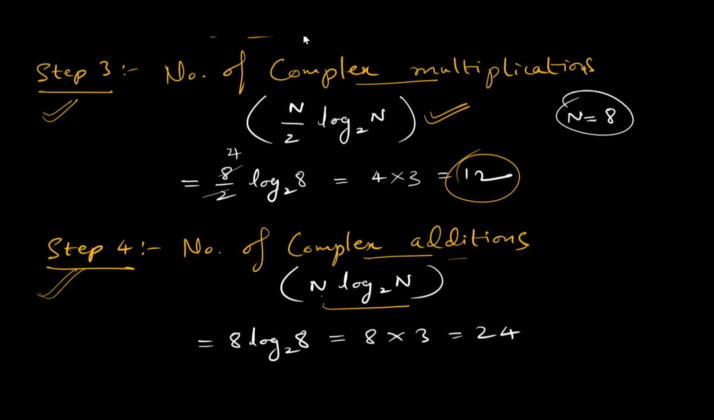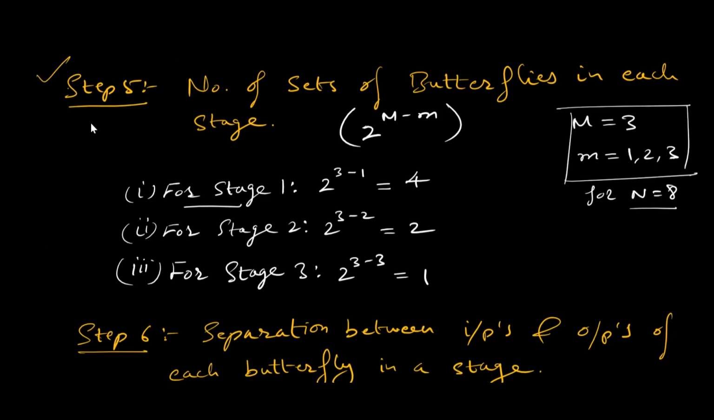Right, so you can easily substitute n equal to 8 and you'll get 24, which is much less than the complex additions and complex multiplications in DFT.